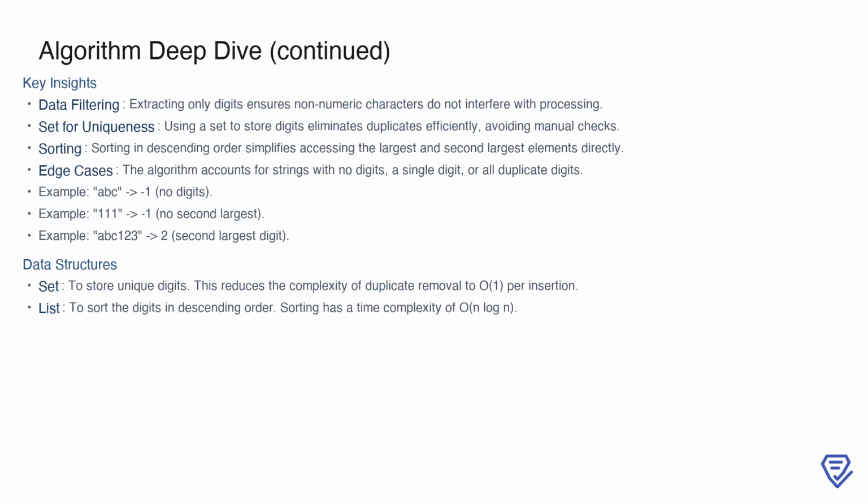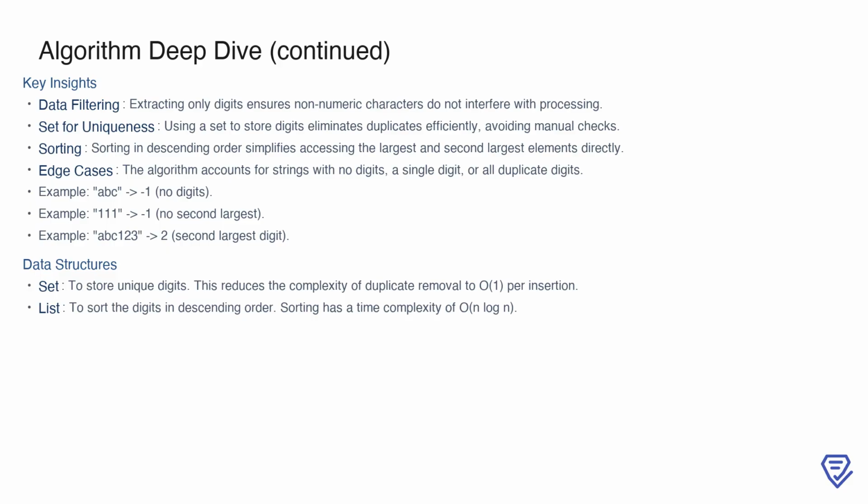This approach is built on a few key insights. First, by filtering out non-numeric characters early on, we ensure that the rest of the algorithm focuses only on relevant data. Second, using a set to store digits ensures that duplicates are eliminated efficiently, without requiring manual checks. Third, sorting the digits in descending order simplifies the process of identifying the largest and second largest elements. Finally, the algorithm is designed to handle edge cases, such as strings that contain no digits, strings with a single digit, or strings where all digits are duplicates.